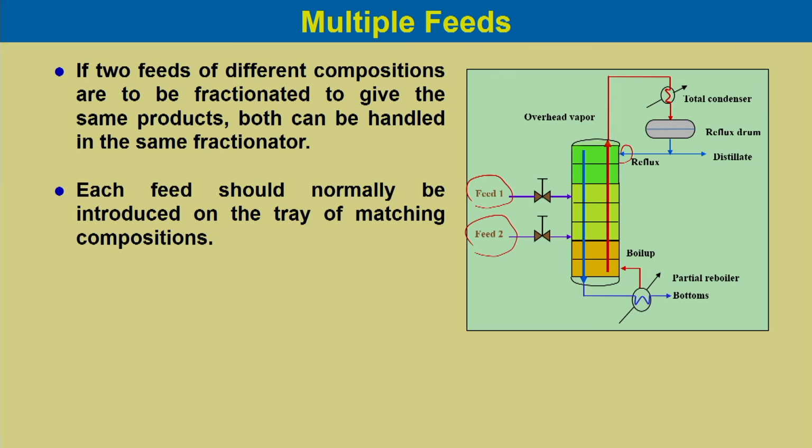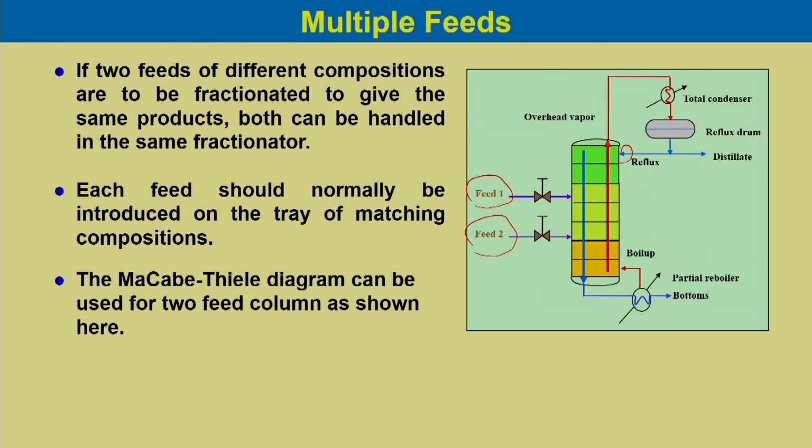Each feed should normally be introduced on the tray of matching composition. So, depending on the composition, because once the feed is introduced it distributes throughout the column stage to stage, both the stripping section as well as the rectifying section, and then the composition changes. So, depending on the composition change, the second feed will be introduced at the tray of matching composition.